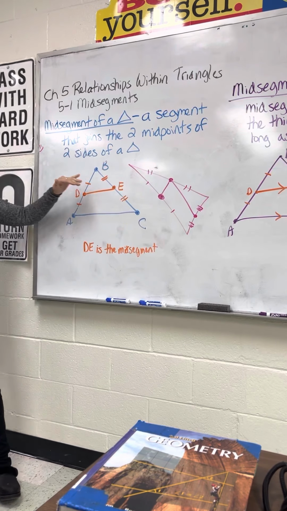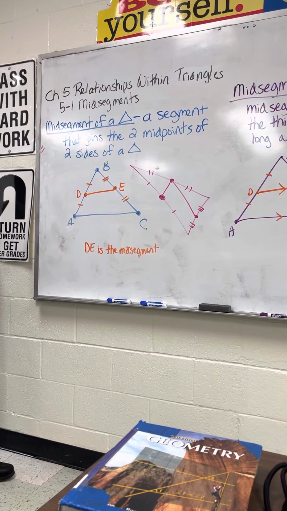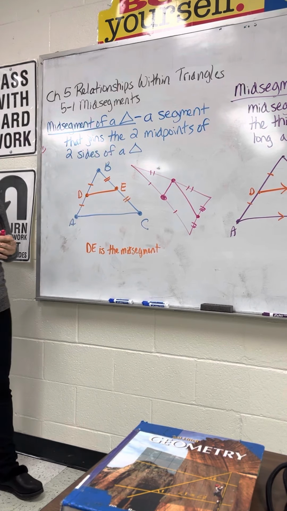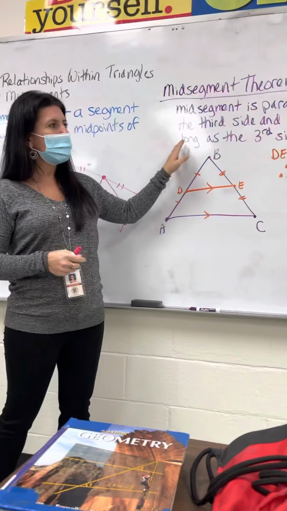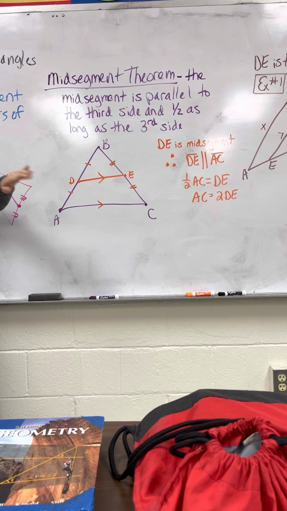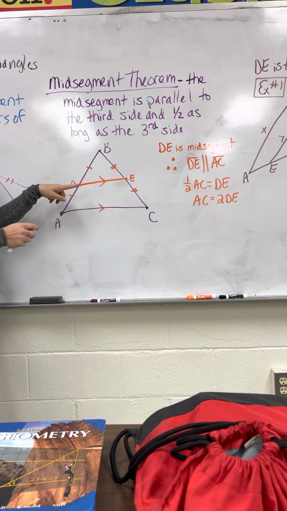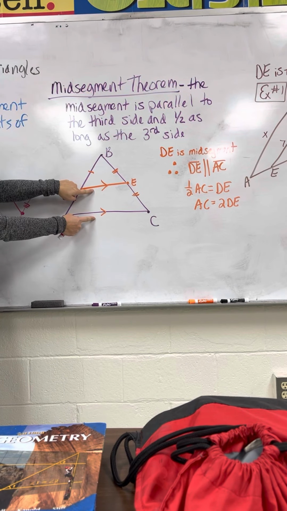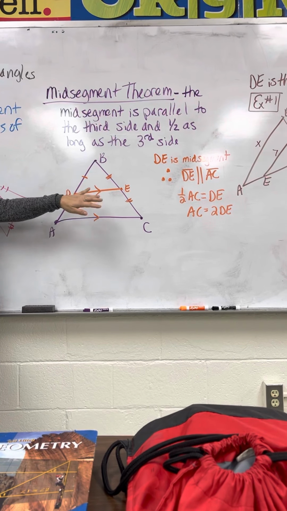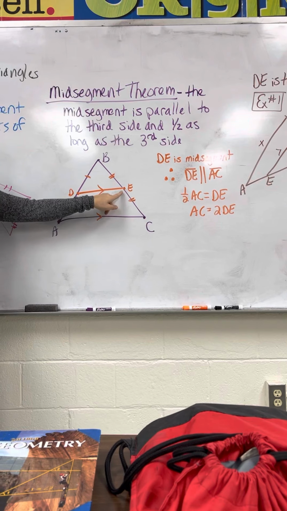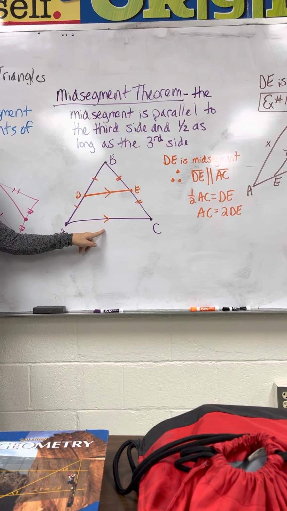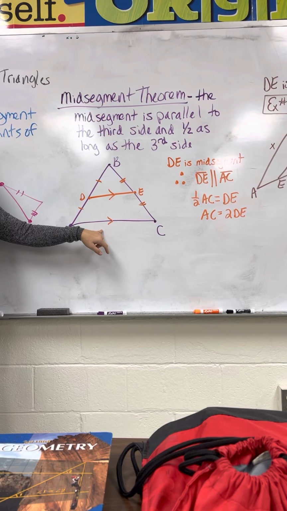So know the basics, which is it joins the two midpoints of two sides of a triangle. So that's your definition. Taking it a step further, the theorem says that if you know that it is a midsegment, you know two additional things. If DE is a midsegment, it is parallel to that third side, and it's half the length of that third side. So again, if I know that D is a midpoint and E is a midpoint, I can call this a midsegment. It's parallel to this side, and it's half the length of that side.